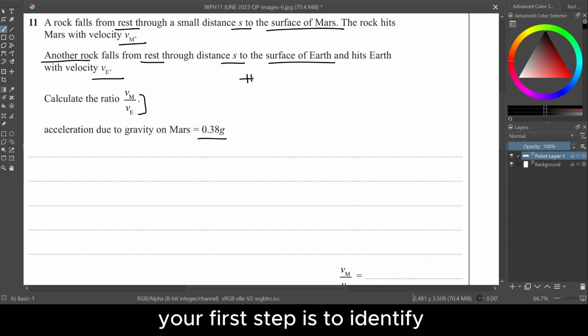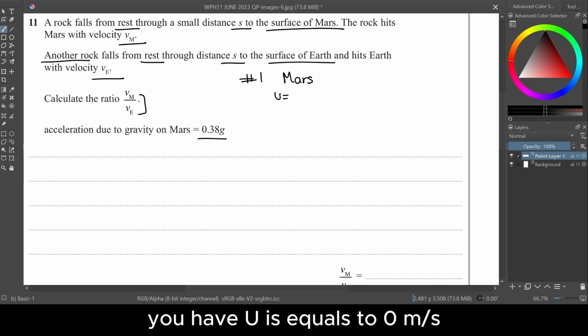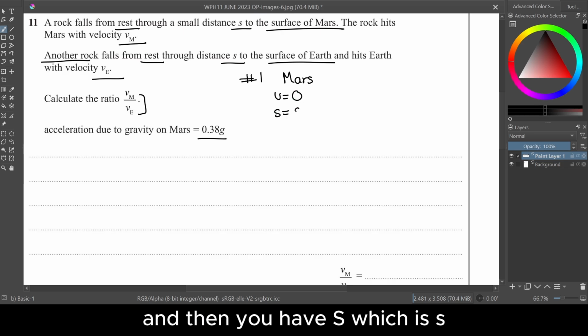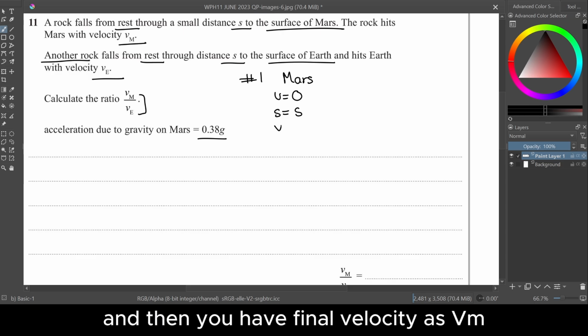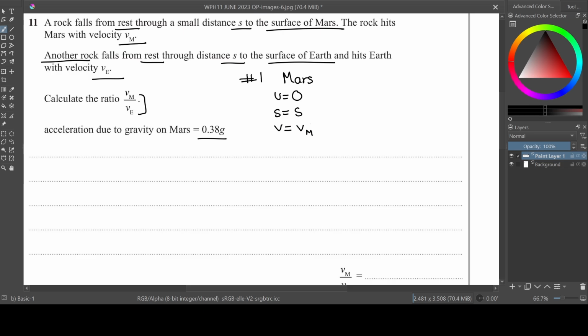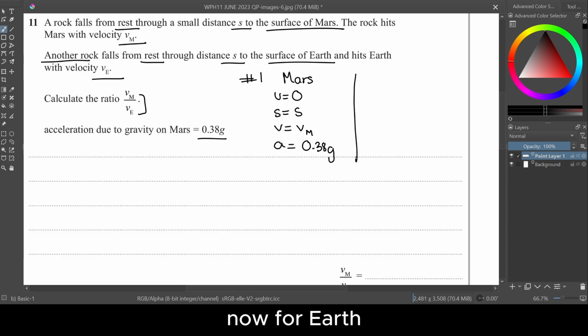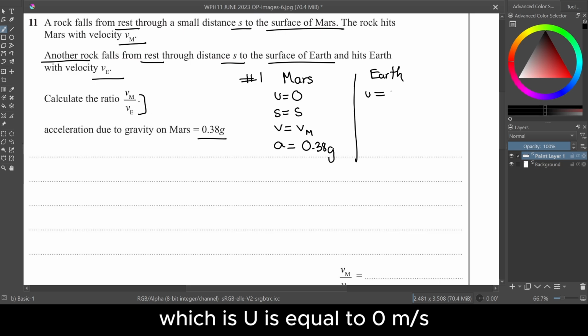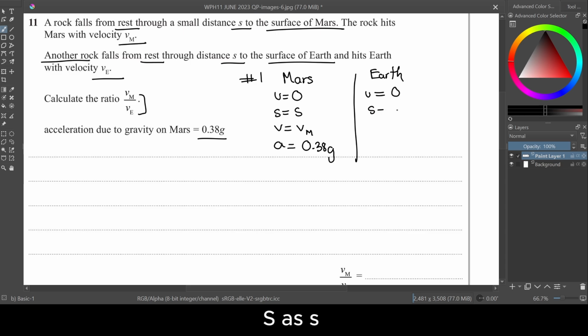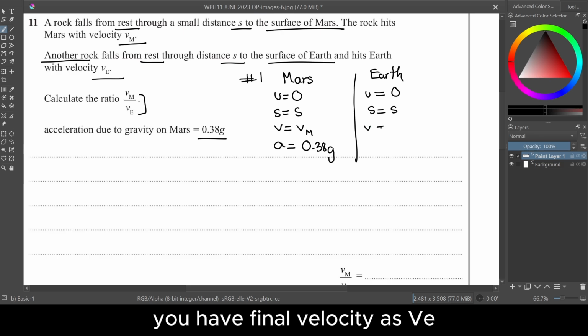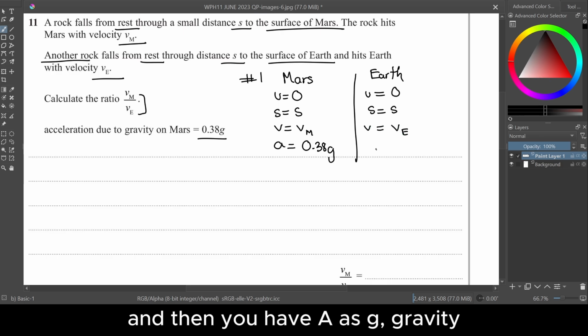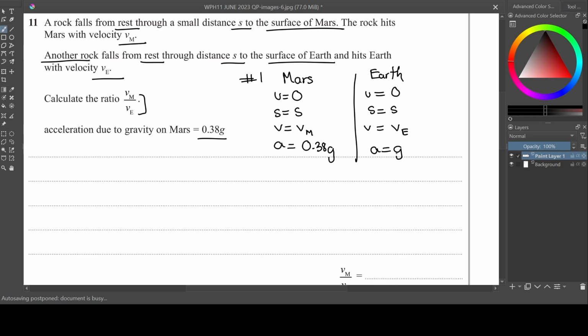So your first step is to identify what values you have. For Mars, you have u equals 0 meters per second, s, final velocity vm, and acceleration 0.38 g. Now for Earth, you have almost the same thing: u equals 0 meters per second, s, final velocity ve, and a as g, gravity.